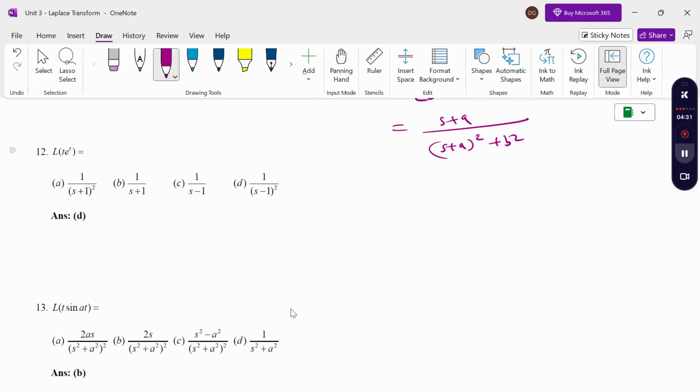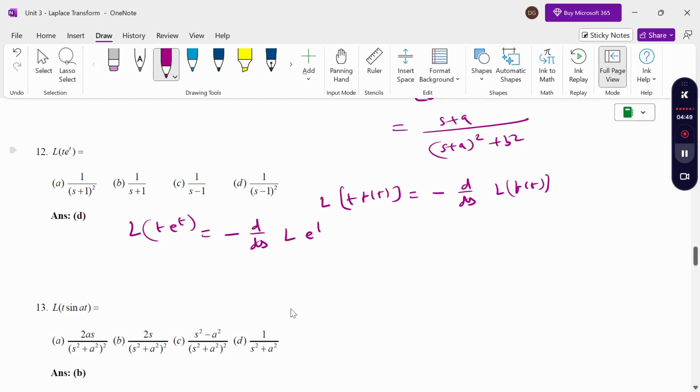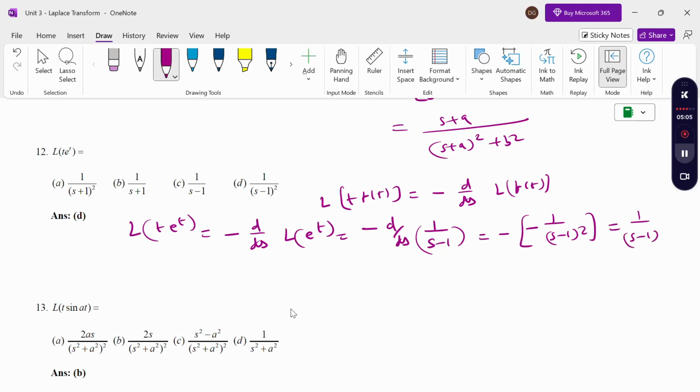And then L of t e power t. The formula L of t f of t is minus d by ds of L of f of t. Therefore here minus d by ds L of e power t, so minus d by ds of 1 by s minus 1. When I differentiate, it gives 1 by (s minus 1) square. The option is D.